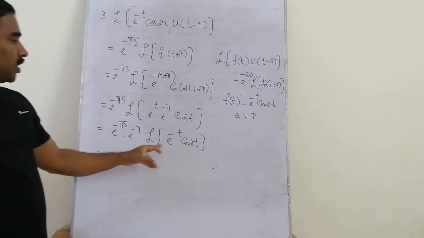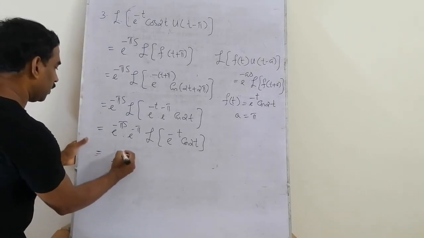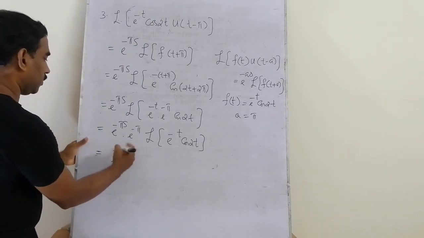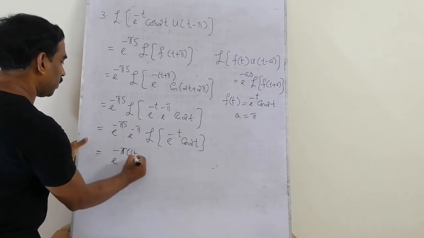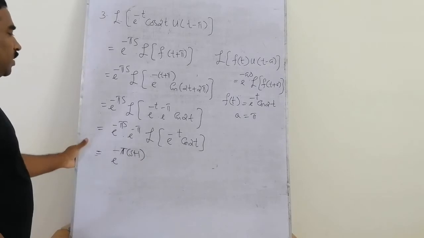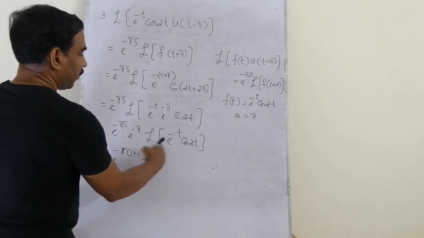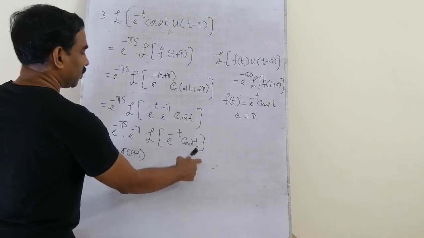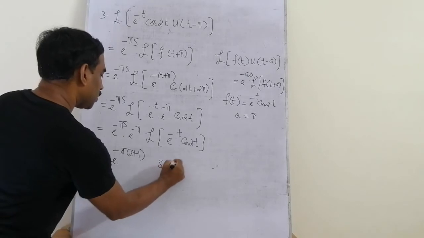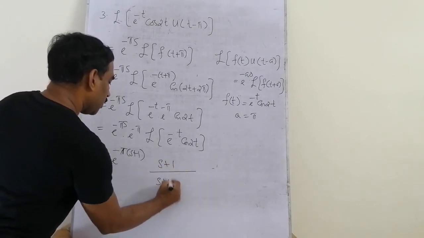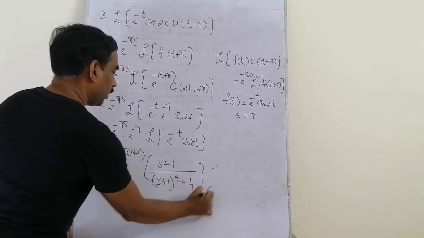For evaluating this Laplace transform, we can apply first shifting theorem. So according to first shifting theorem, this answer will be e raised to minus pi, we can take outside, minus pi into s plus 1 into, according to first shifting theorem, for cos 2t the Laplace transform is s by s square plus a square, and every s is shifted to s plus 1. So this is s plus 1 divided by s plus 1 square plus 4. So this is the required Laplace transform.